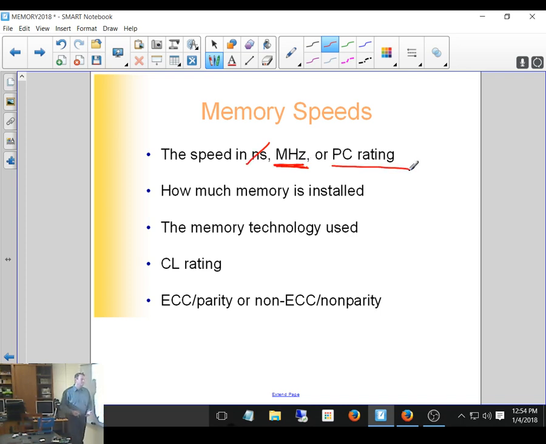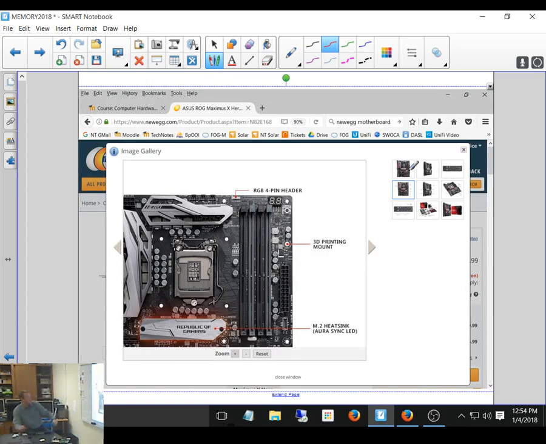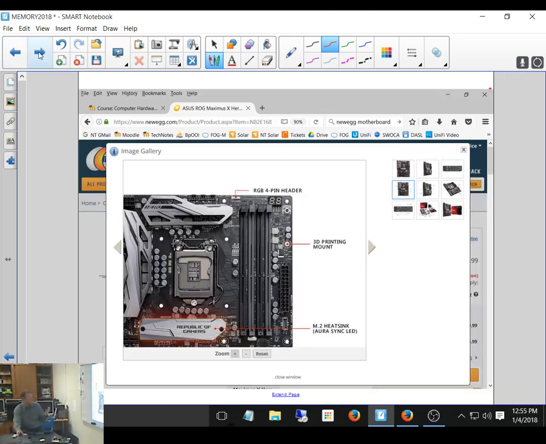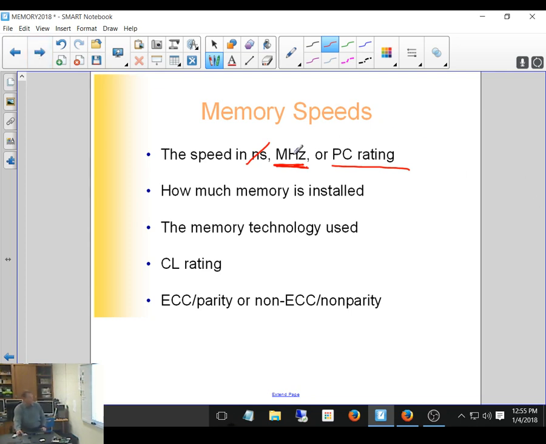And PC rating, when I look at this, every stick of 2400 has a PC rating of PC4 19200. It's just another way of saying the speed of the RAM. There are no different numbers for the same speed of RAM, so I don't really like comparing PC numbers. Higher is better, just like megahertz, higher is better.